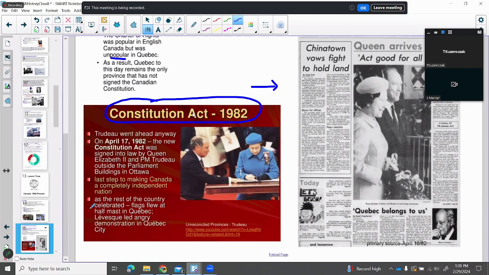And as the rest of the country celebrated, flags flew at half-mast in Quebec, and Levesque led angry demonstrations in Quebec City. So he was quoted here. This is the primary source, April 16th, 82. There's a picture of Rene Levesque. This is his quote, "Quebec belongs to us." So that's on the newspaper.